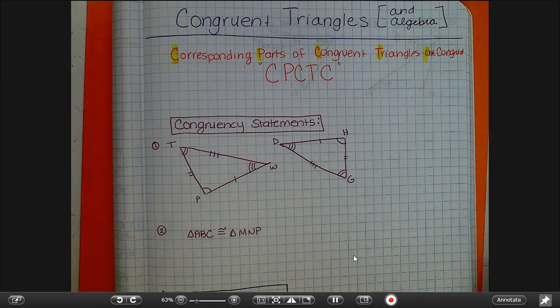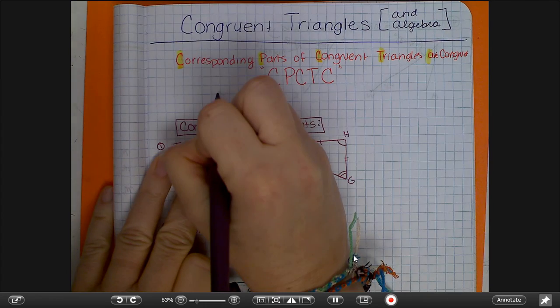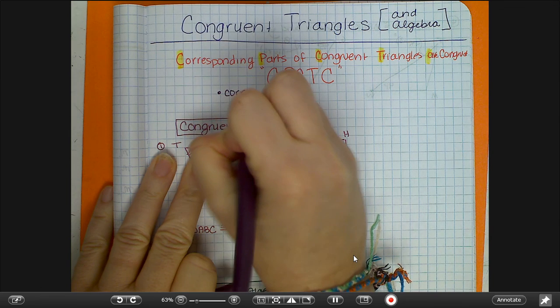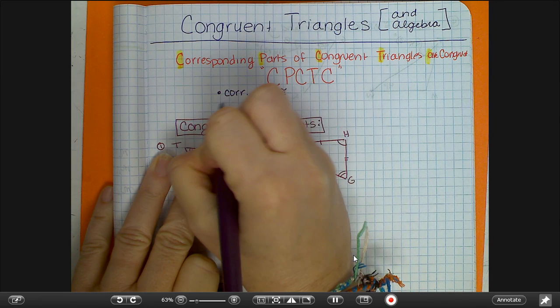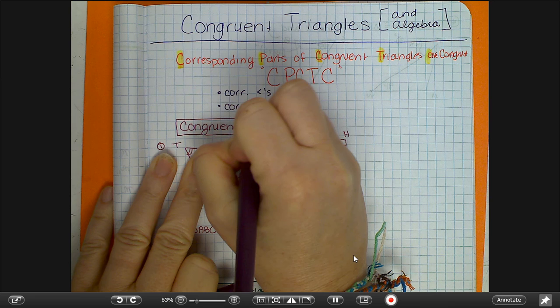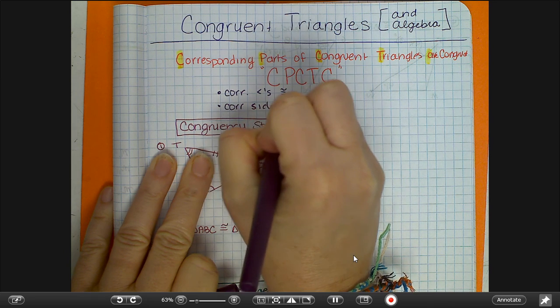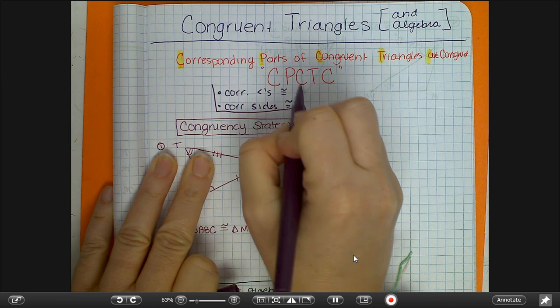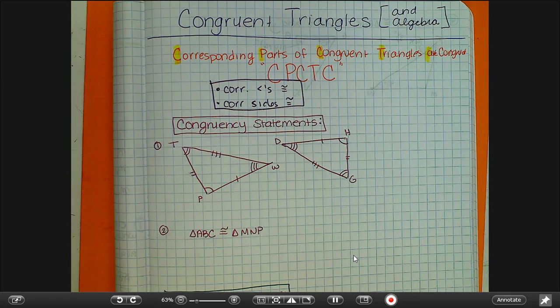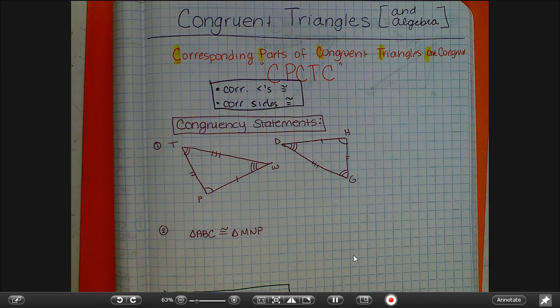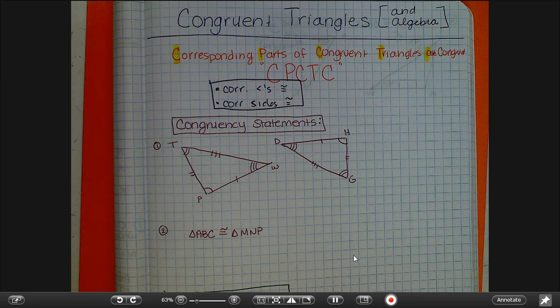What that really narrows down to is this. Corresponding angles are congruent, and corresponding sides are congruent. Remember, with similar triangles, corresponding angles were congruent, but corresponding sides were proportional. So you need to make sure you're monitoring these carefully, reading the directions carefully, so that you know which type of problem you need to do. And remember, corresponding means same location.